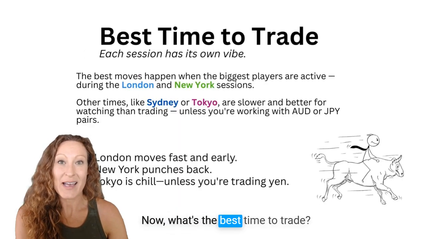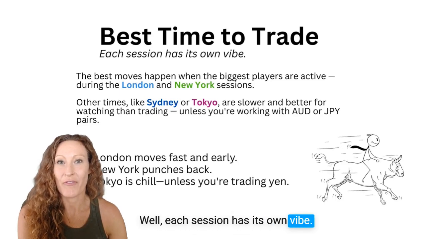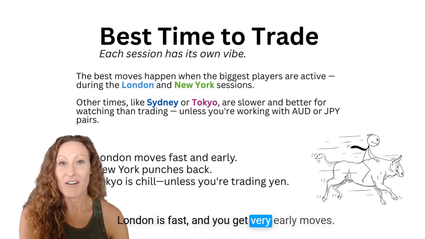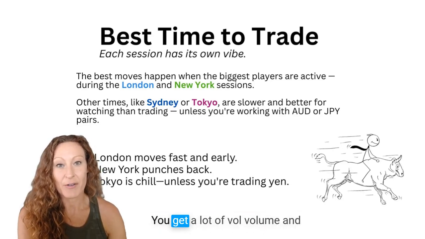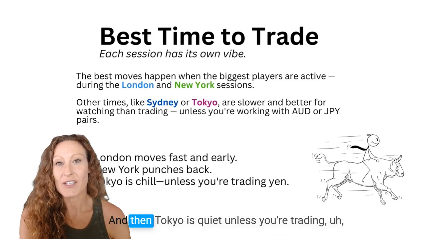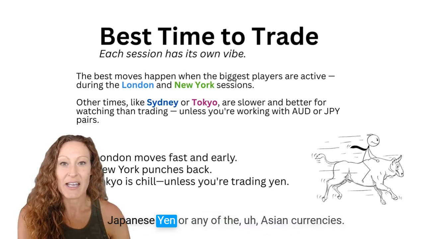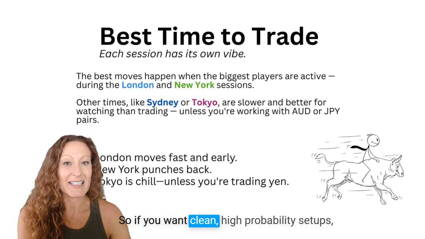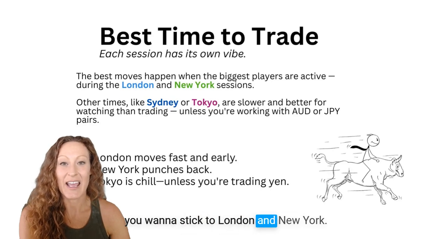Now, what's the best time to trade? Well, each session has its own vibe. London is fast and you get very early moves. New York is a heavy hitter. You get a lot of volume and usually a good reversal. And then Tokyo is quiet unless you're trading Japanese yen or any of the Asian currencies. So if you want clean, high probability setups, you want to stick to London and New York.